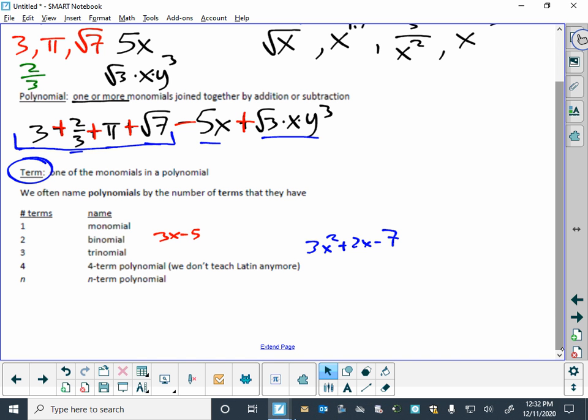If we go beyond that, we used to have more names for that when Latin was taught quite a bit, but it's not so much anymore. So once we get past 3 terms, we just call it a 4-term polynomial or a 5-term polynomial, or to generalize, if it has n terms, we call it an n-term polynomial. We don't try to go beyond mono, bi, and tri for those purposes. So hopefully you're getting that copied down onto your note page.